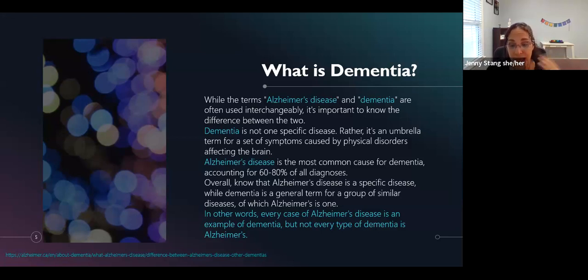So in other words, every case of Alzheimer's disease is an example of dementia, but not every type of dementia is Alzheimer's disease. Even though we use those terms interchangeably, and in most cases it is applicable because Alzheimer's accounts for 60 to 80% of diagnoses of dementia, not everyone who is experiencing dementia has the diagnosis of Alzheimer's.